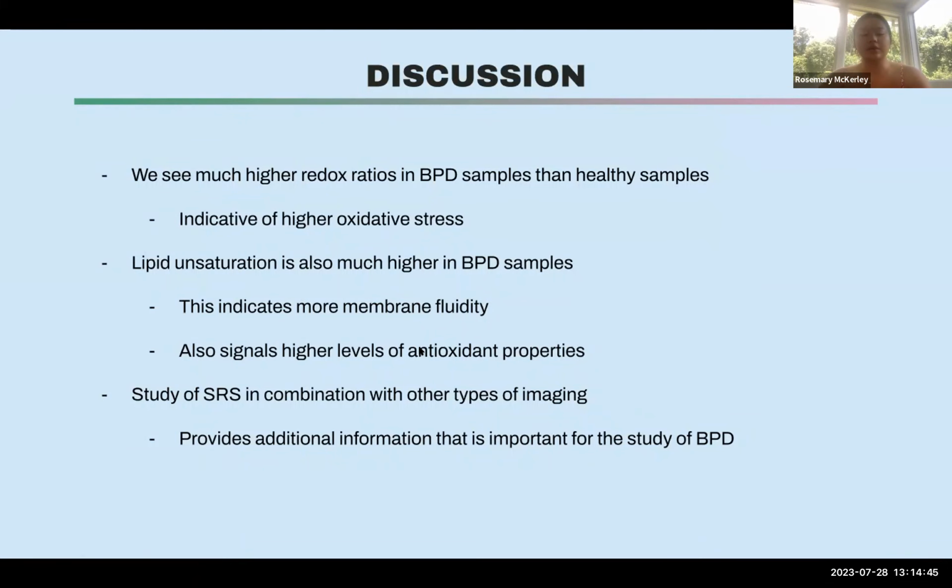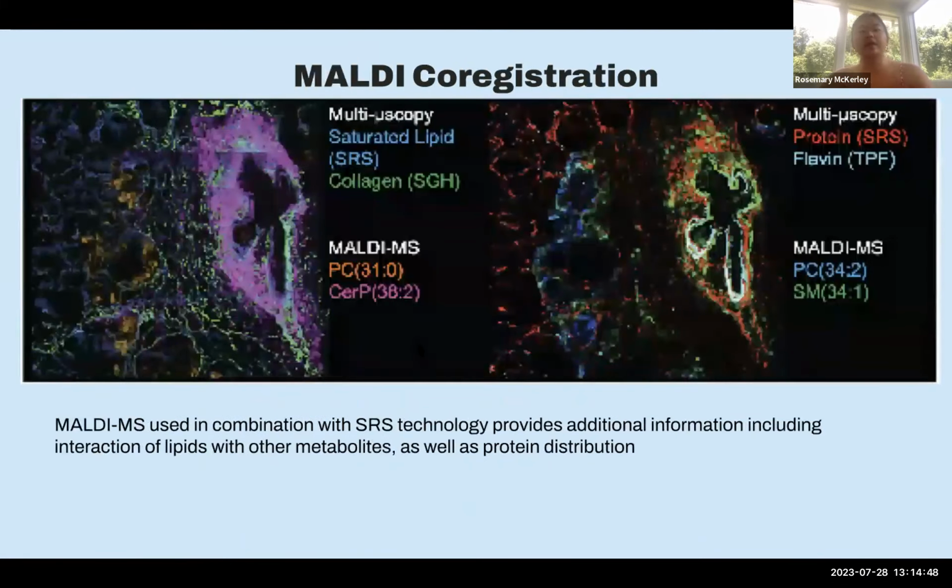So something that we are working on, or we're going to start working on. We're looking at MALDI-MS, which is a type of mass spectroscopy, sorry. And using that in combination with the SRS technology, as you can see from this image, it provides additional information regarding the interaction of lipids, and then also the way that proteins are distributed around the bronchioles and the alveoli. And that gets pretty interesting because what we know about the population of cells going in and then coming out of the bronchiole, those cells are different. So we can see how the protein distribution varies with the different cells.